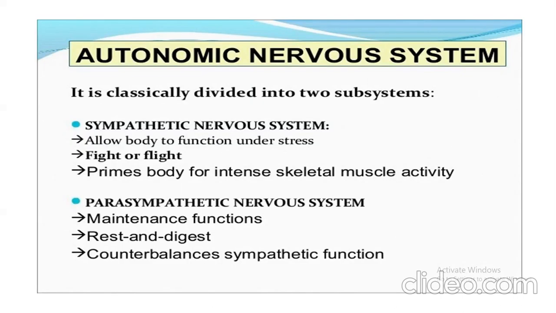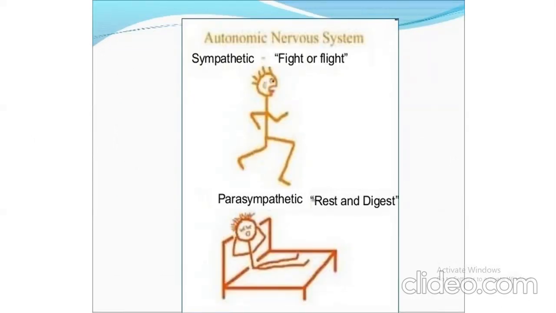Now this autonomic nervous system is divided into two subtypes, sympathetic nervous system and parasympathetic nervous system. The sympathetic nervous system allows the body to function under stress, which is the fight or flight action, and primes the body for intense skeletal muscle activity. The parasympathetic maintains the functions, rest and digest, and counterbalances sympathetic function. Now see, here is the autonomic nervous system. Sympathetic gives the fight or flight action and parasympathetic gives the rest and digest.